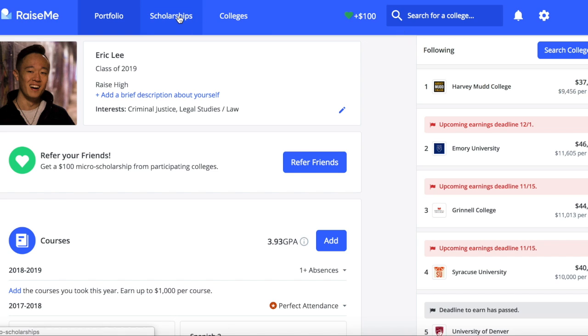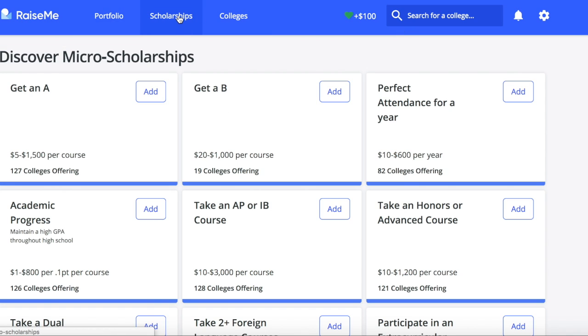So let's look over at our scholarships tab. One of the main categories is academic progress. So you can earn for maintaining a high GPA throughout high school. And that award is honored for every 1/10 of a point of GPA that you're increasing over time. So that's a small increment, and it's worth a ton of money towards micro scholarships.